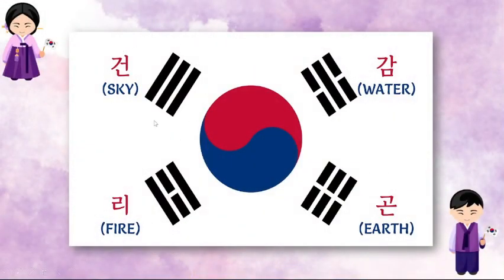First is the one present in the upper left corner, and it is called Kon, which represents sky. Then the one present in the upper right corner is Kam, which means water. Then in the lower left corner, Ri, which represents fire. And the trigram in the lower right corner is Kon, which means earth. So these are the elements of nature that are represented in the Korean flag.